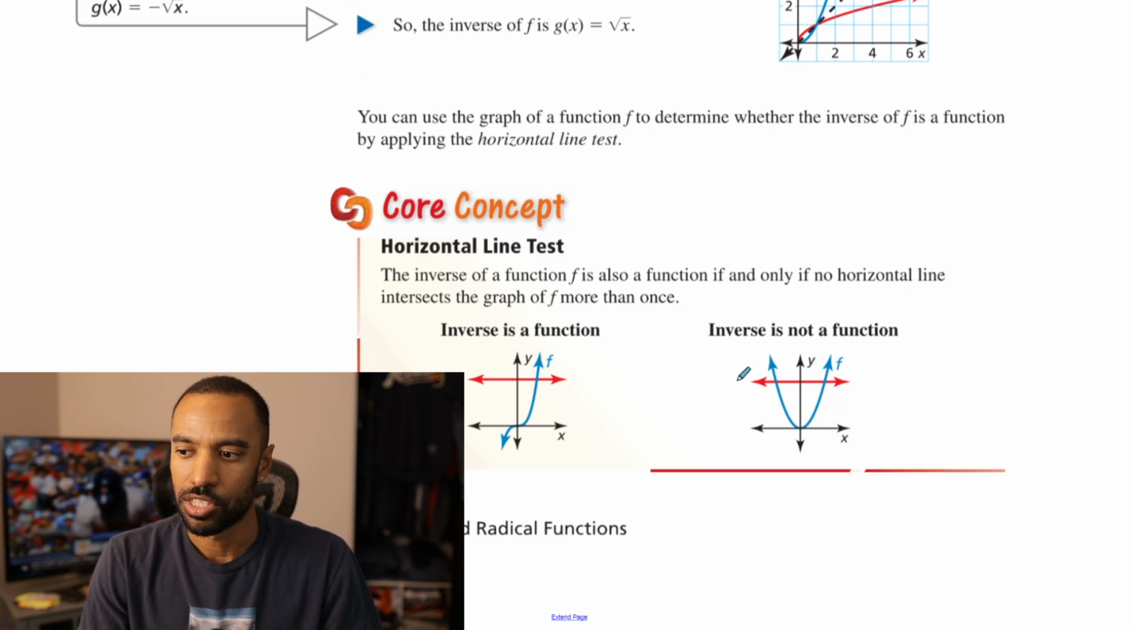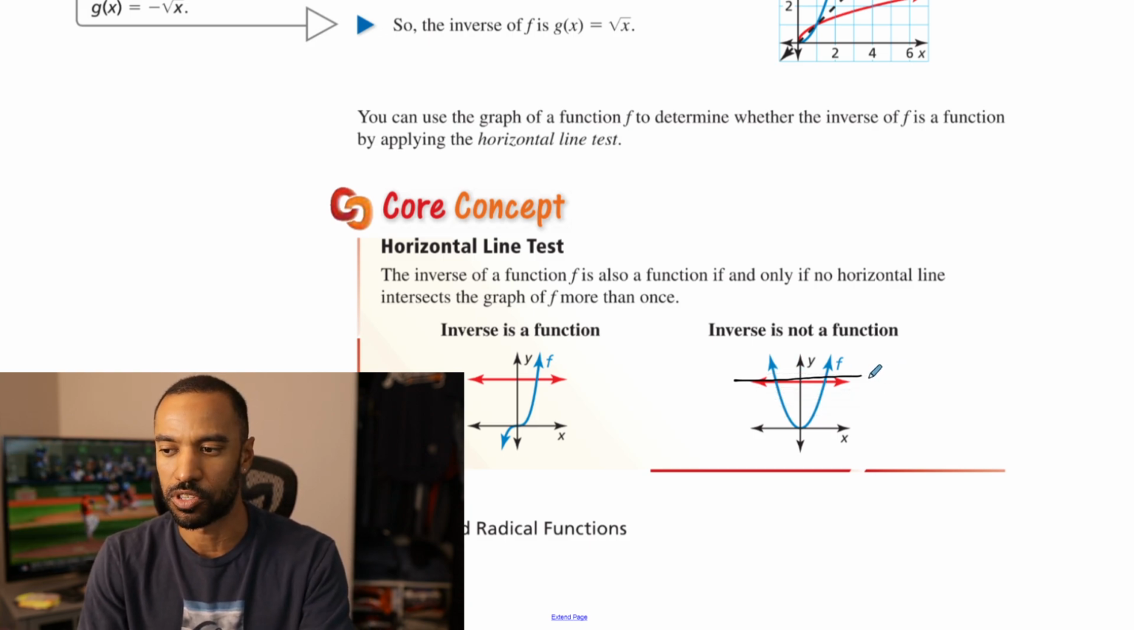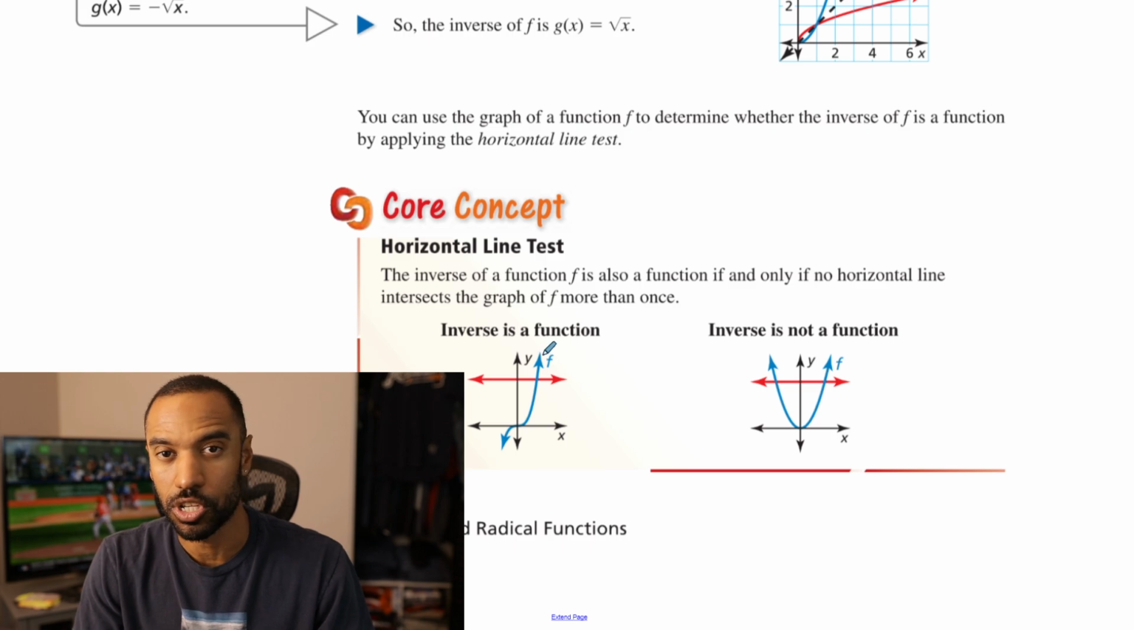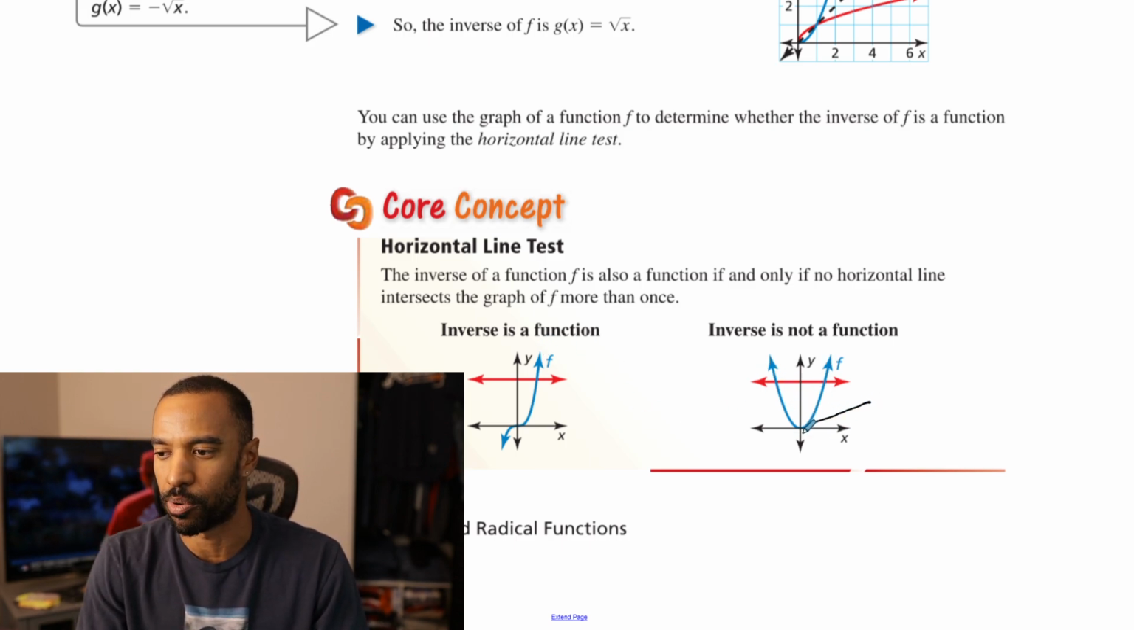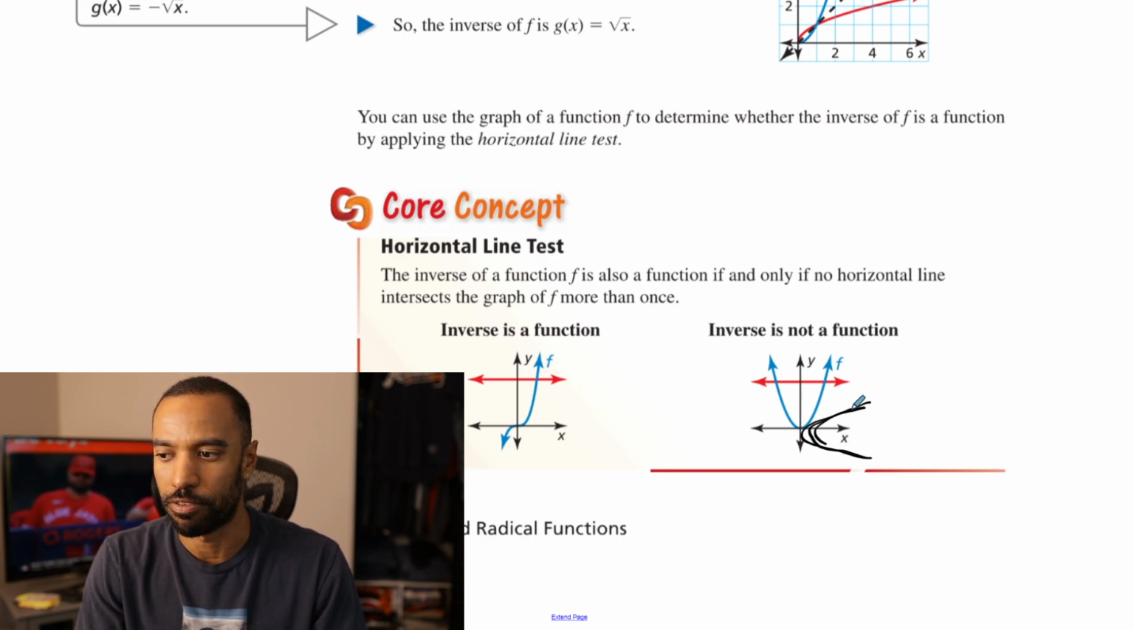And it's okay to fail a horizontal line test and still be a function, because you can have multiple x's for the same y, but you can't have multiple y's for the same x. However, if inverses swap x and y, and if on a parabola its inverse would be a sideways parabola, then failing the horizontal line test for an original function would mean failing the vertical line test for its inverse.